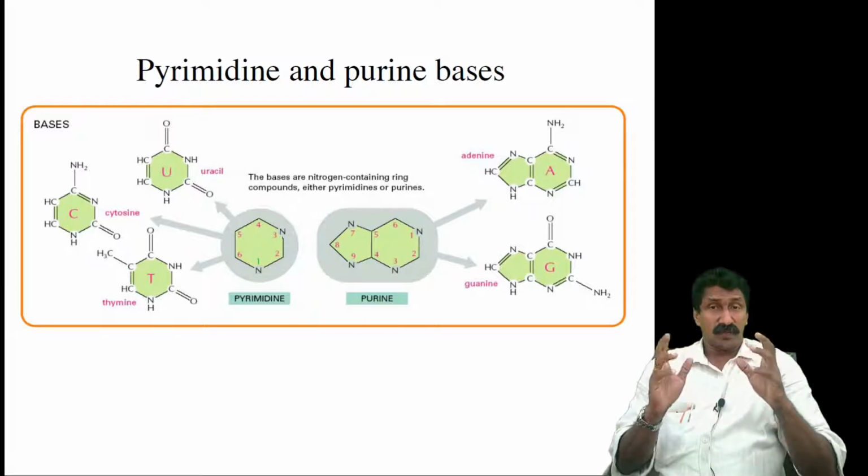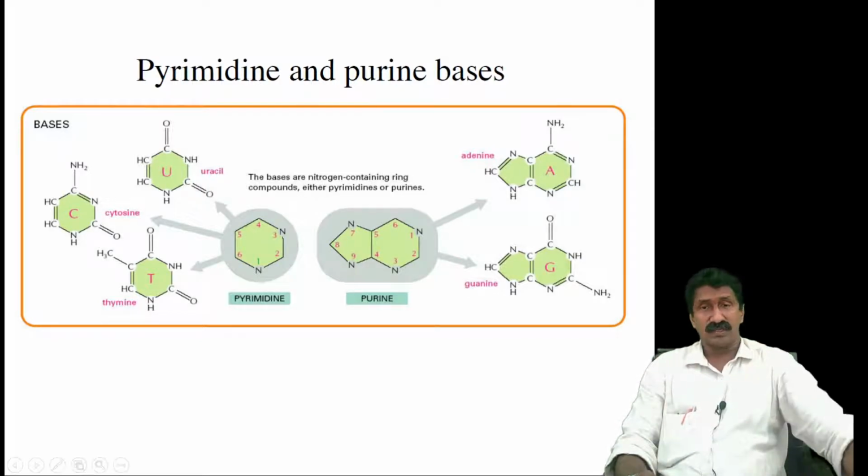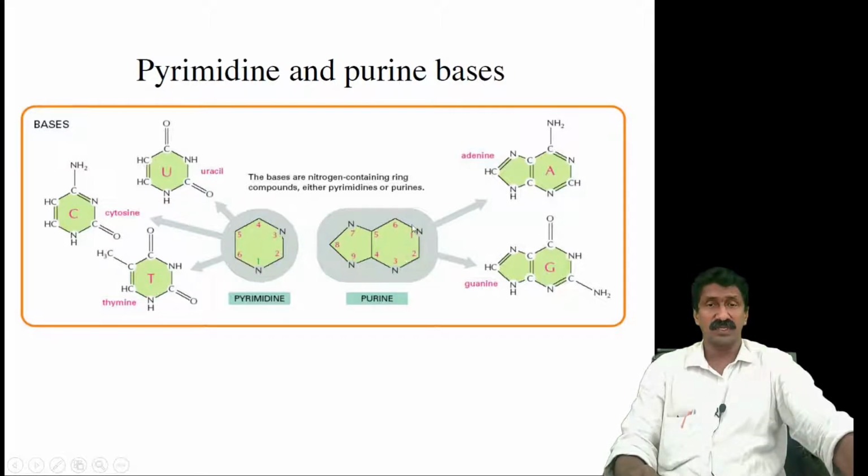Now we have purine and pyrimidine bases, and you know that pyrimidines are single ringed compounds, and uracil, cytosine, and thymine are single ringed compounds coming under the pyrimidine category. Purine is a double ringed compound, and adenine and guanine are double ringed compounds.